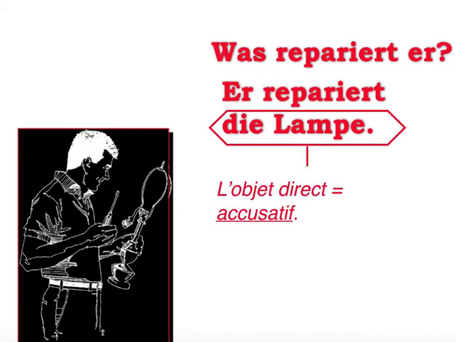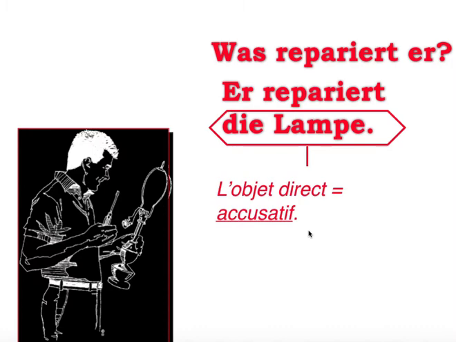Now you can of course ask the other question. Was repariert er? What does he repair? He repairs the lamp. Er repariert die Lampe. And die Lampe will be our direct object, and that will be in the accusative case. I think by now you're starting to have a nice grasp on the difference between the subject and the direct object, the nominative and the accusative case.